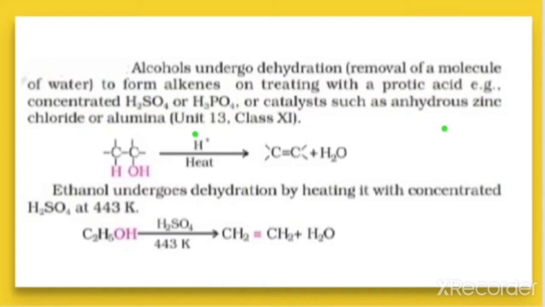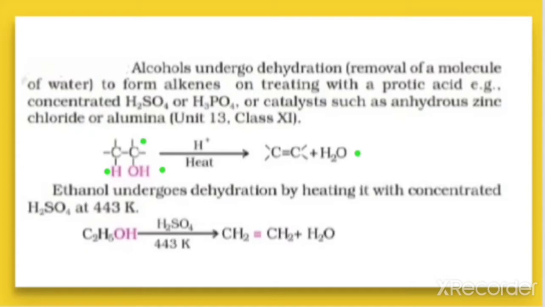So let us discuss this equation, how the removal of water takes place from an alcohol to form alkene. Generally, we represent alcohol in this way, with 2 carbon atoms, and you can see H and OH. It is a general representation of the molecule. The removal of water means OH and H together form water. That means the alcoholic group and the H on the adjacent carbon atom together form water. There is a removal of water.